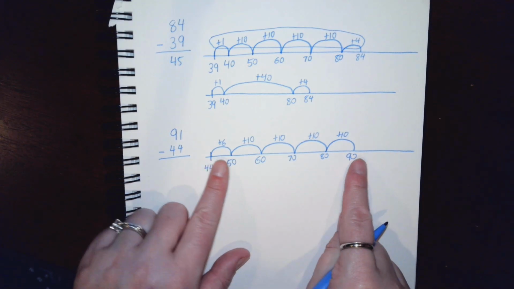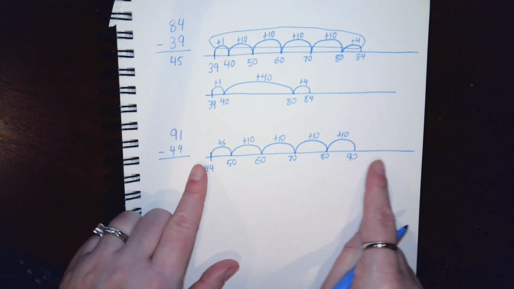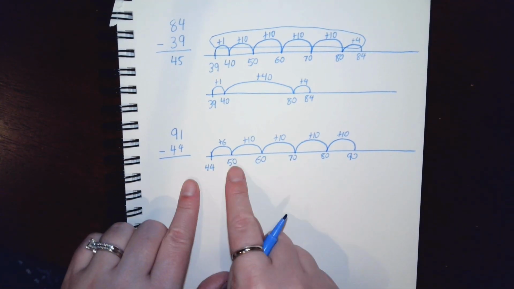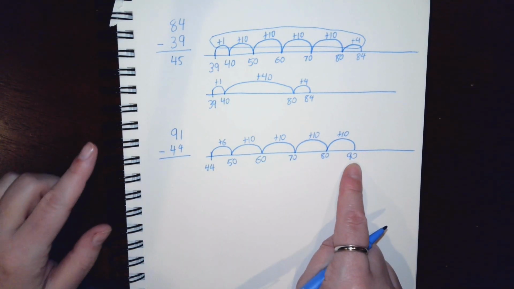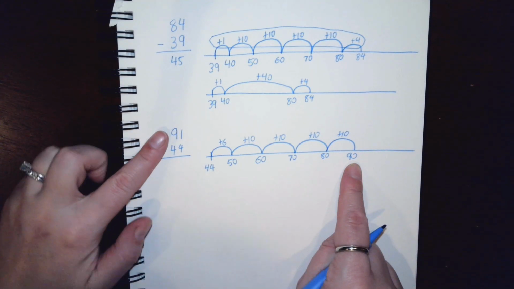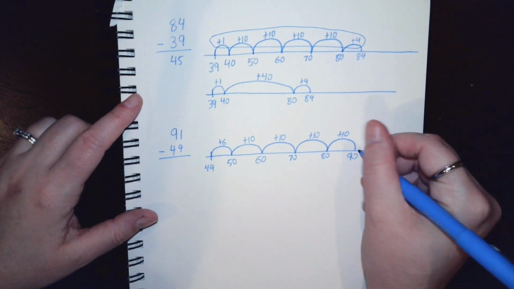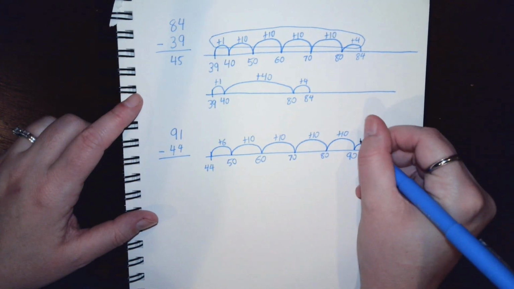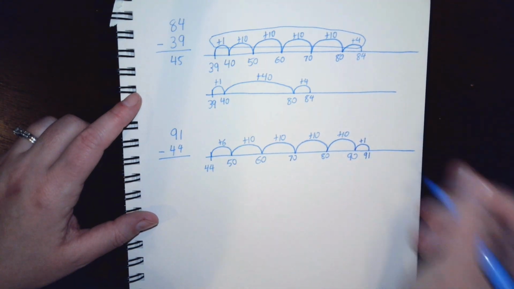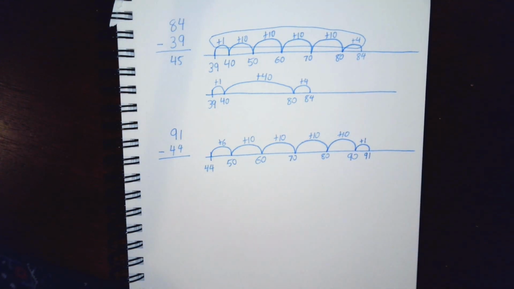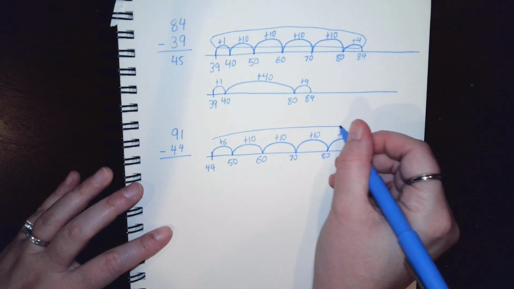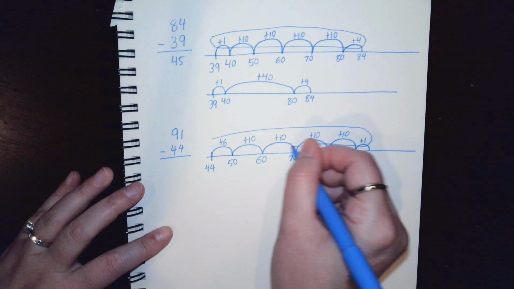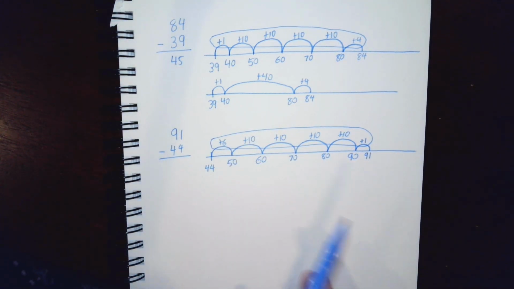Notice I'm also not cramming my hops together. I notice some kids like to cram them together, then you can't write the numbers, okay? So I got to 90, but I need to get to 91. So I'm going to do one more hop, and that gets me to 91. Okay, where do I find my difference? Where do I find the answer here? I'm going to circle that.